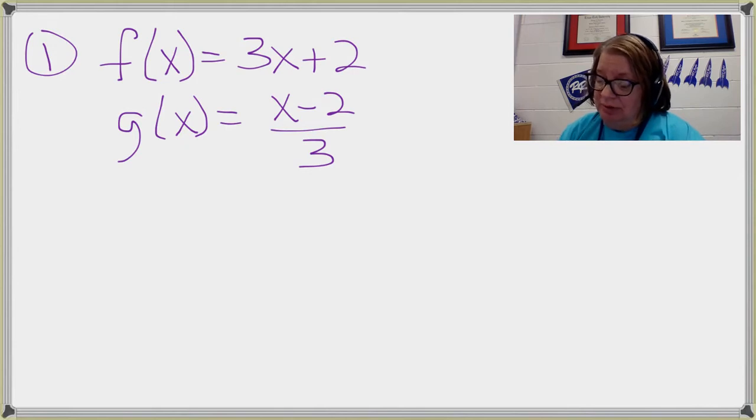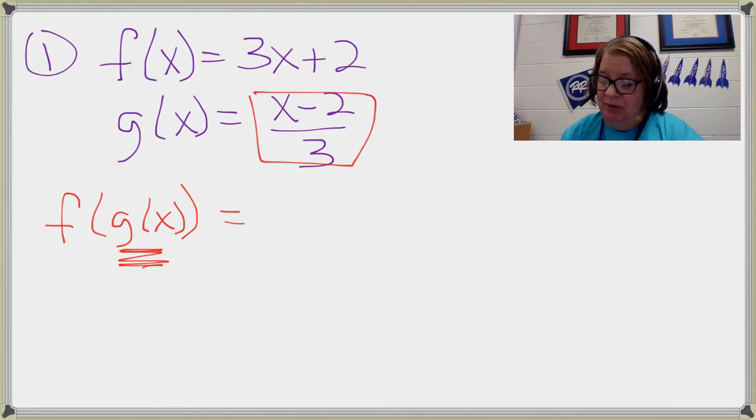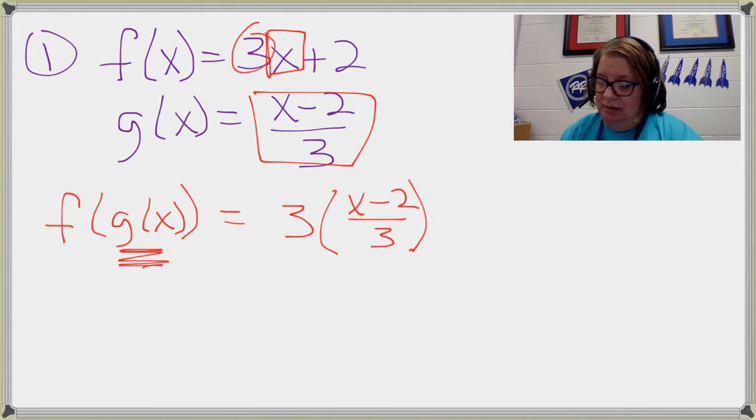I'll change colors to keep us a little bit organized. If I'm going to do f of g of x, what's in parentheses is g of x, this x minus 2 over 3. I'm going to use that to replace this x. There's the 3, that's this 3. Replace the x with x minus 2 over 3, plus 2. That's this plus 2.